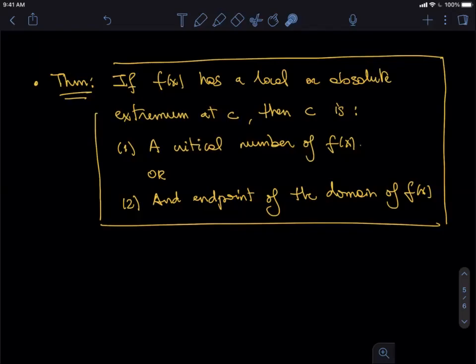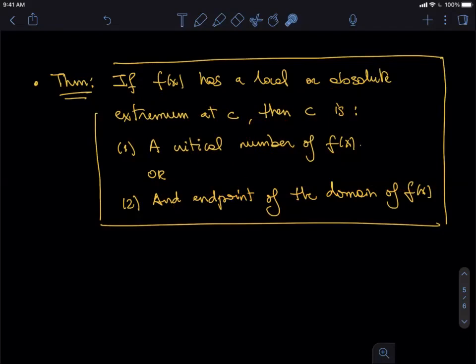This theorem narrows down the search for maximum or minimum points of a function. We will call the maximum or minimum extremum. So if we have f of x that has a local or absolute extremum at c, that point c must be either a critical number of f of x, or it must be an endpoint of the domain of f of x.